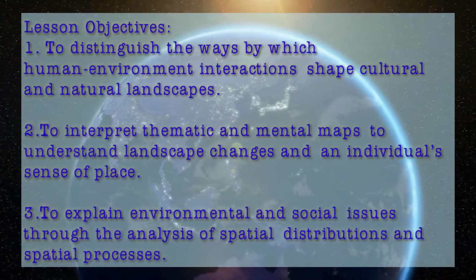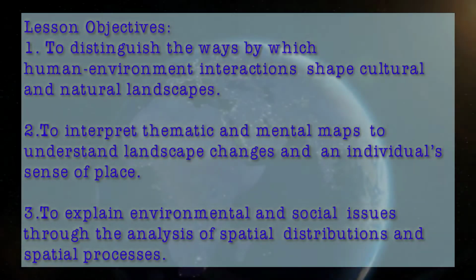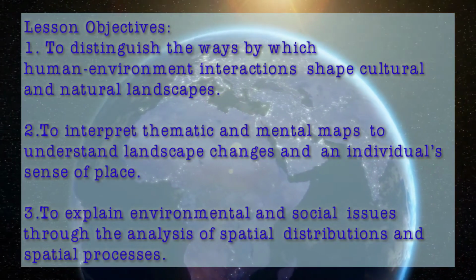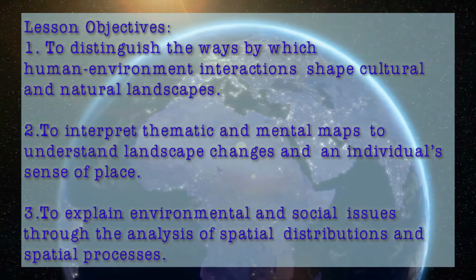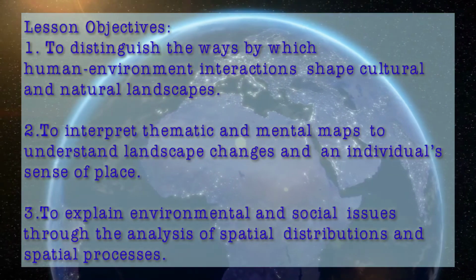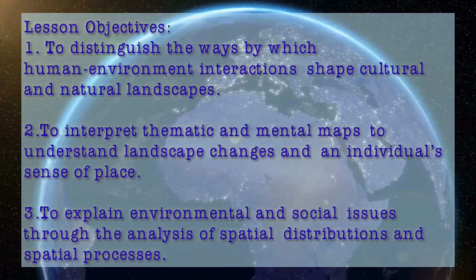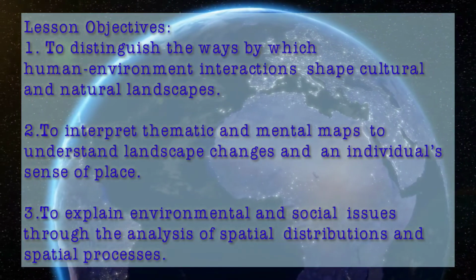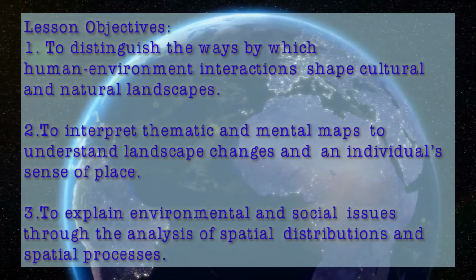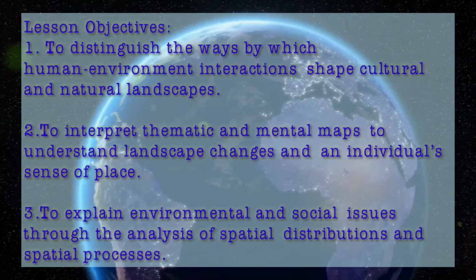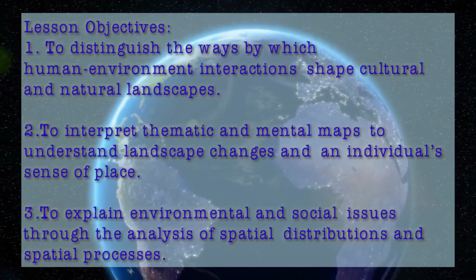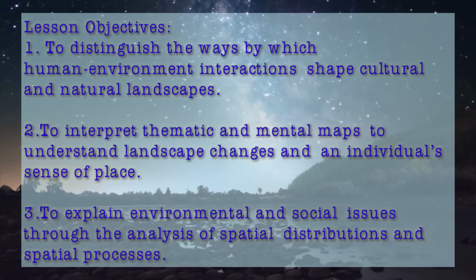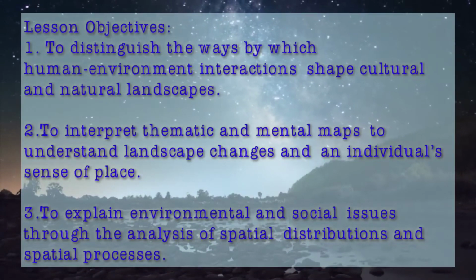Our discussion for today wouldn't be more interesting without the presence of the following lesson objectives that we have for the day. Number 1, we have to distinguish the ways by which human environment interactions shape cultural and natural landscapes. Number 2, to interpret the thematic and mental maps to understand the landscape changes and individual sense of place. And lastly, we have to explain environmental and social issues through the analysis of spatial distributions and spatial processes.